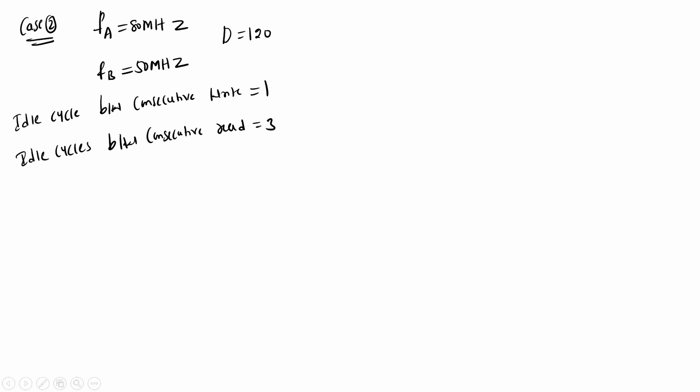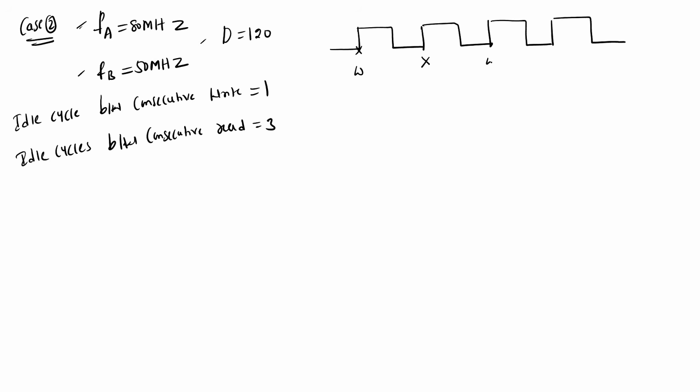Idle cycles between consecutive writes means, suppose this is my write cycle. In this cycle write is happening and the next cycle it will be idle, and the next cycle the write operation is happening again, then idle again. So within how many cycles is the write operation happening?